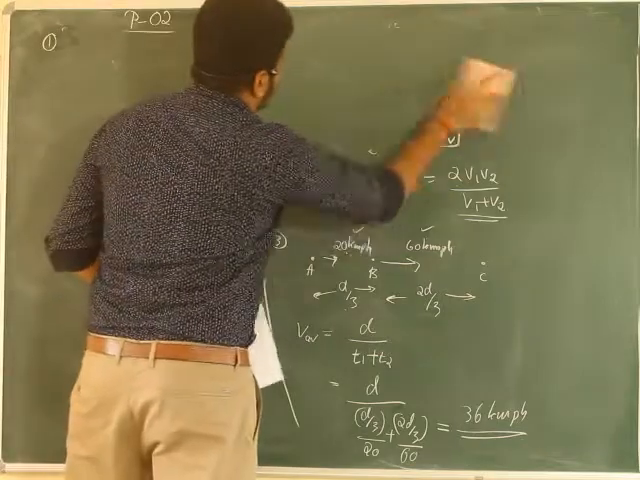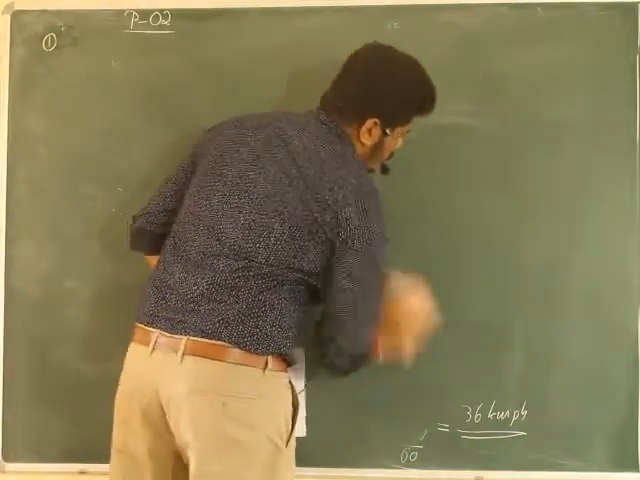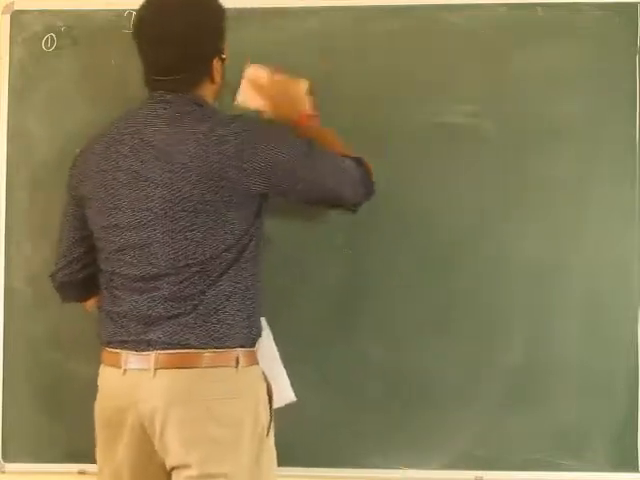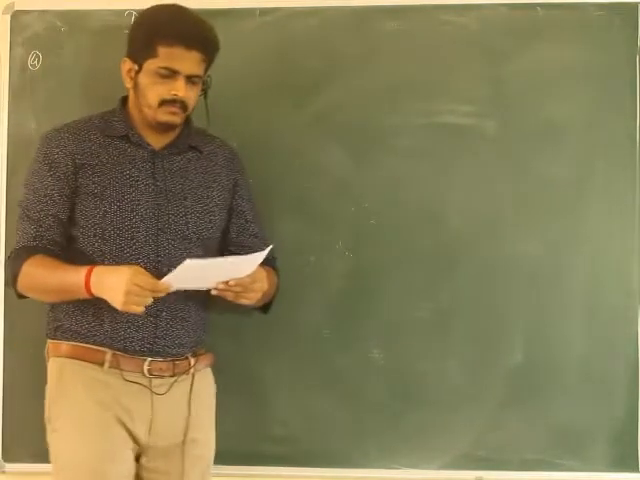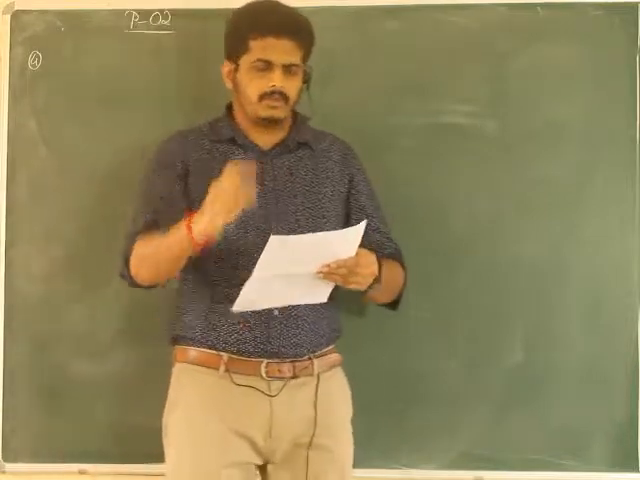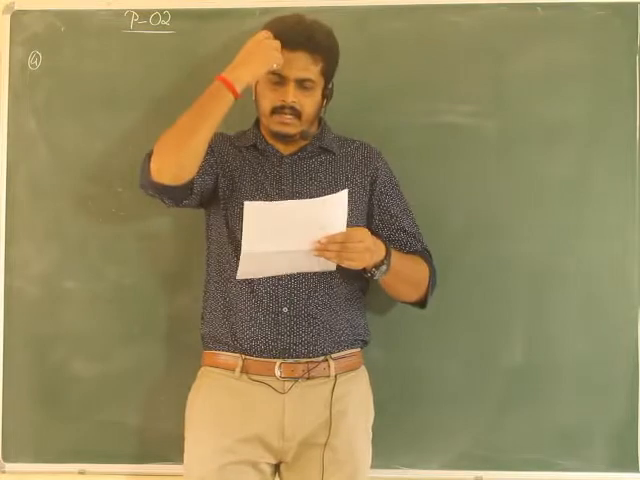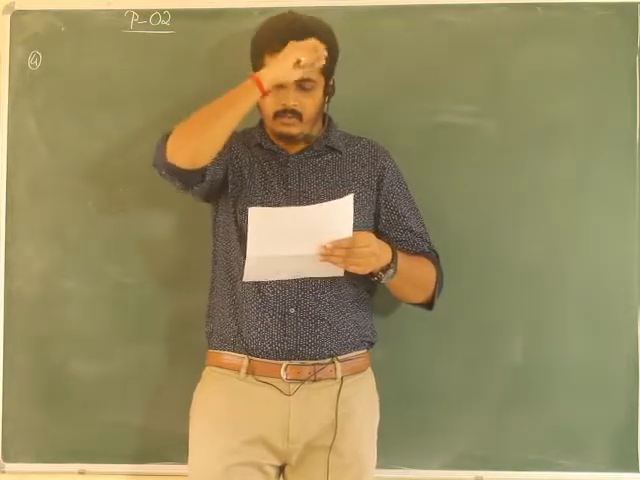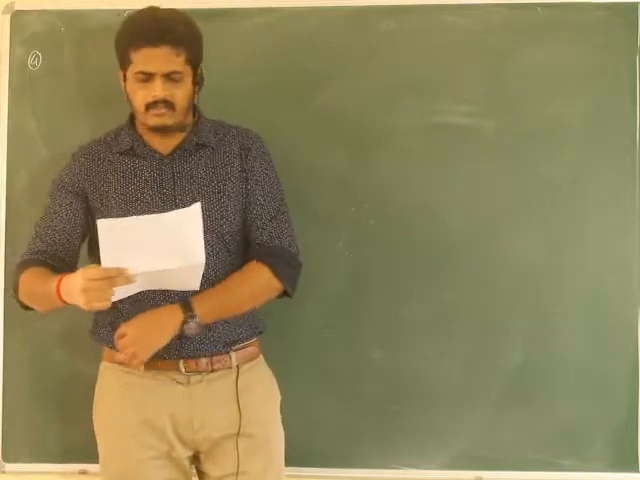Question number 4. Let us see what is there in question number 4. Let me read the question. The question is like this: the ratio of displacement in n seconds and in the nth second for a particle moving in a straight line under constant acceleration starting from rest is?